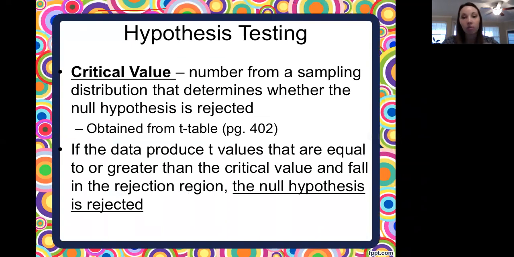When we get this from the t-table, it's in your book on page 402. If the data produce t-values that are equal to or greater than the critical value and fall in the rejection region, the null hypothesis is rejected. So let's draw this back up again. We'll use the Dorito example because we already know that. These are our critical values.